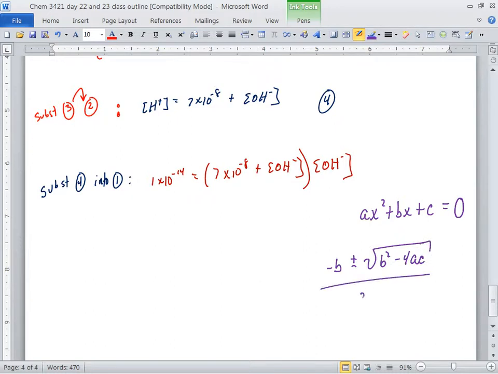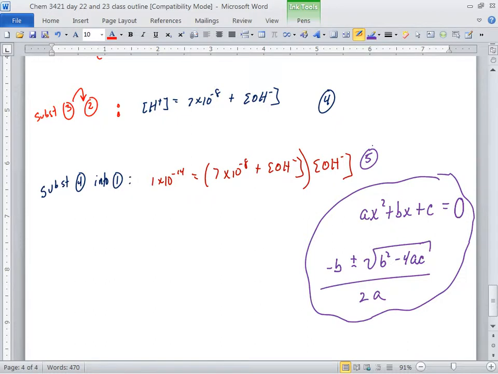Over 2a, good. So you get two answers. One's going to be nonsensical, right? Because you do find out what your coefficients are, then plug them into your quadratic formula. Okay? And you're going to get two answers, one by adding the square root, the other one by subtracting. So you probably get a negative answer for one. But this is what we got to get. That's our goal.